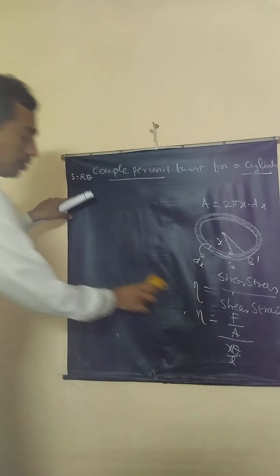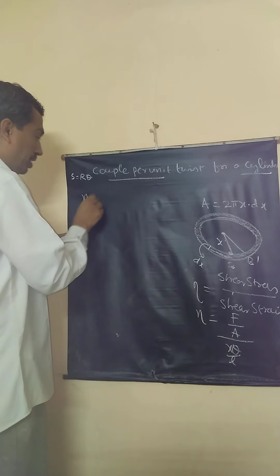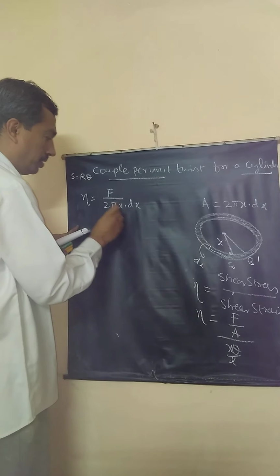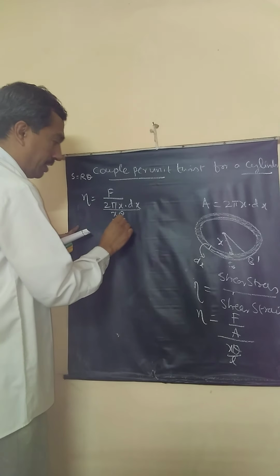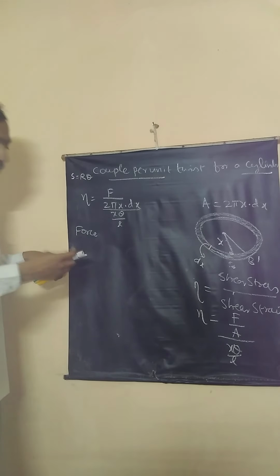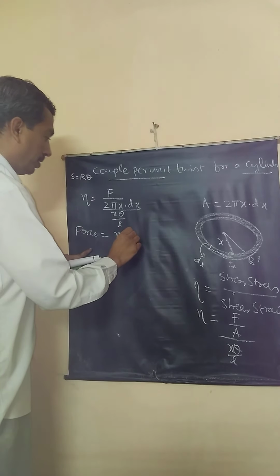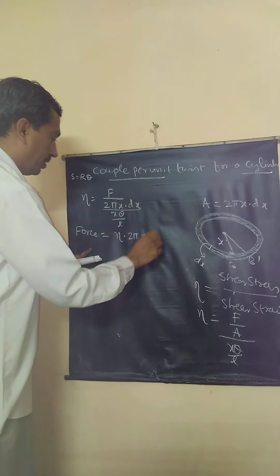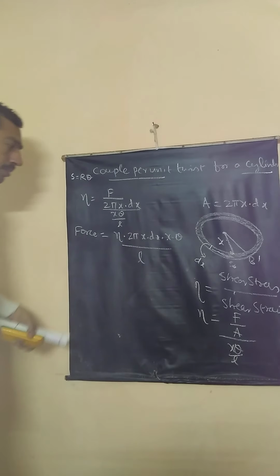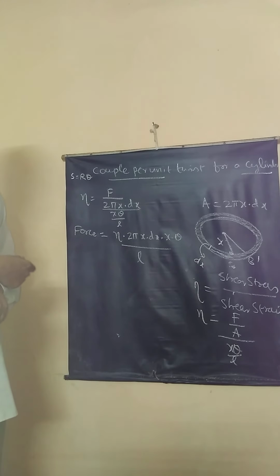Because of this, I'll substitute for A. Rigidity modulus is equal to F by 2 pi x into dx into x theta by L. Therefore, the tangential force, the shear force applied, is equal to rigidity modulus into 2 pi x dx into x into theta by L. Correct? By knowing the force, we can calculate couple and moment of couple. Moment of couple is tau.